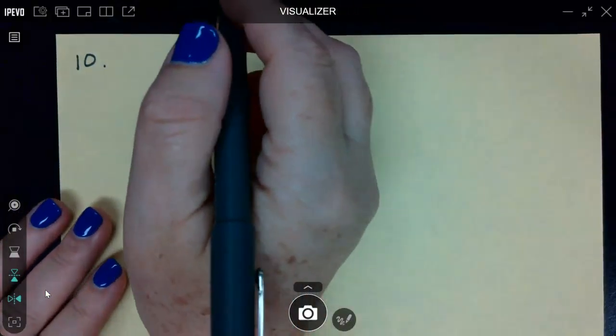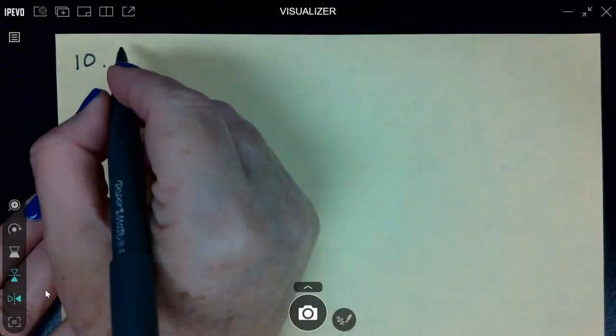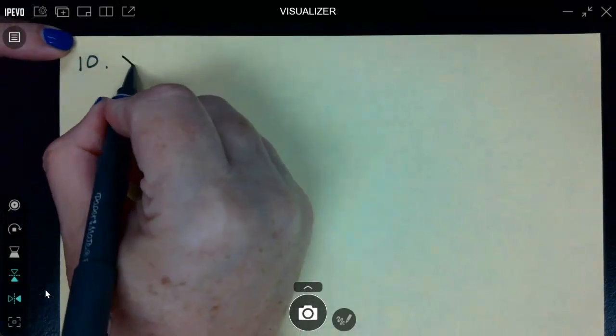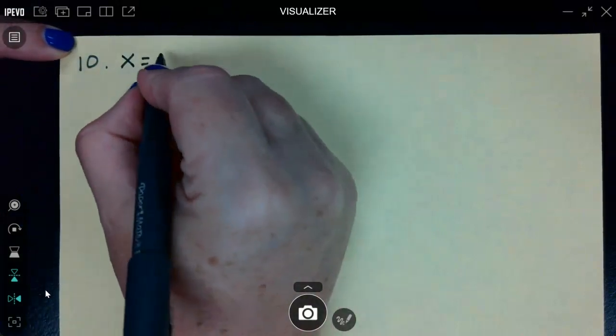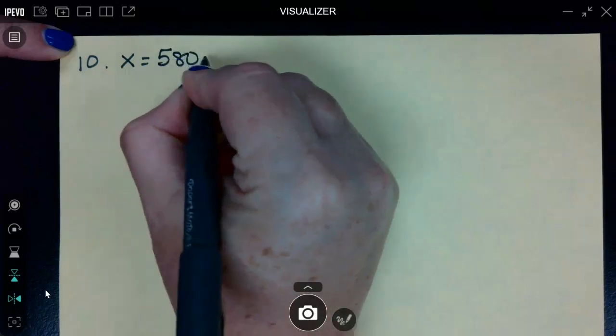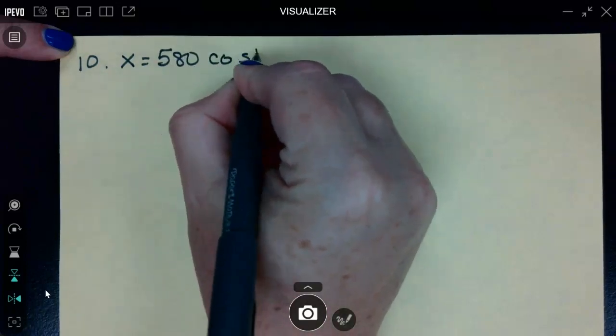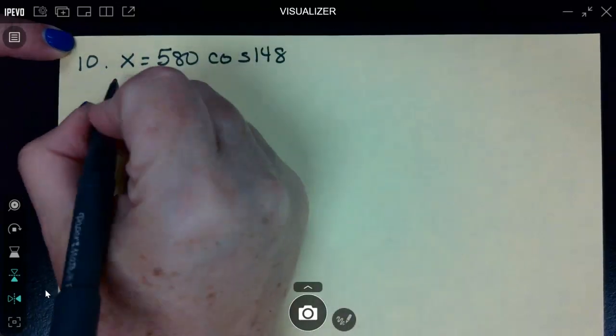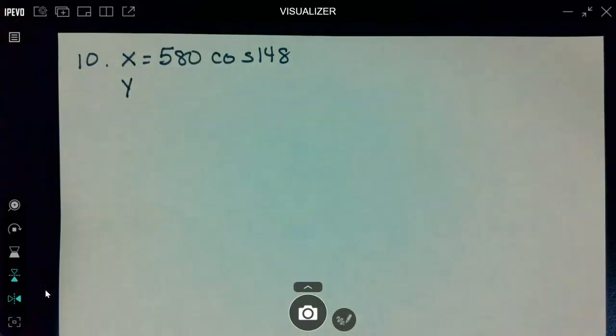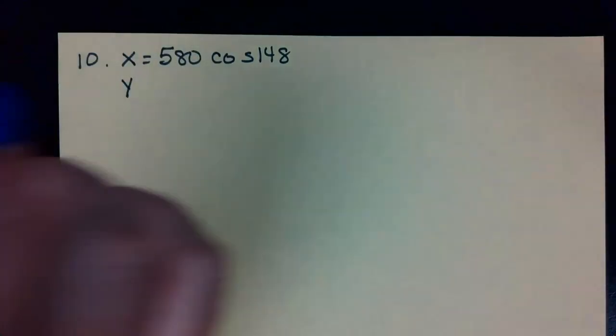Hey guys, so here we are at number 10. It says a plane has a velocity of 580 miles per hour and is headed in the direction of 148 degrees. So we need an x value, which is 580 cosine of 148. And we're going to do the same thing again for that vertical.